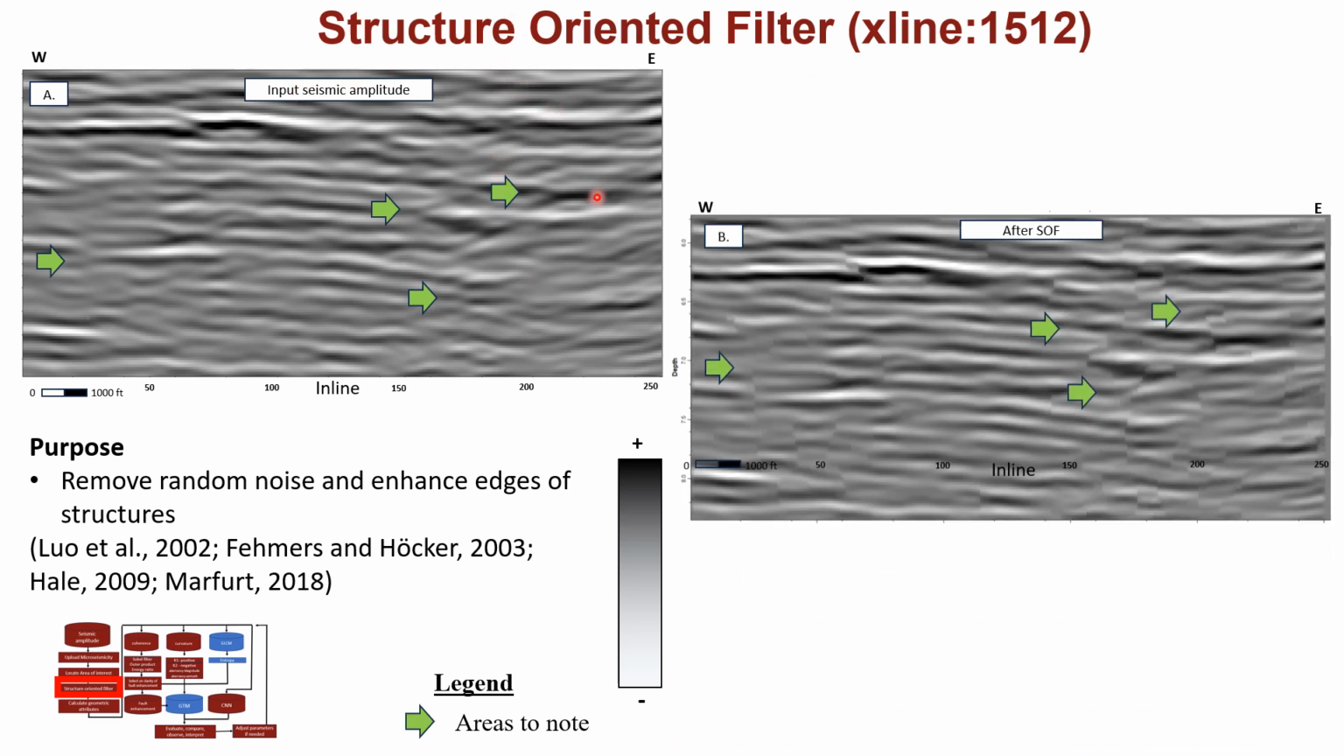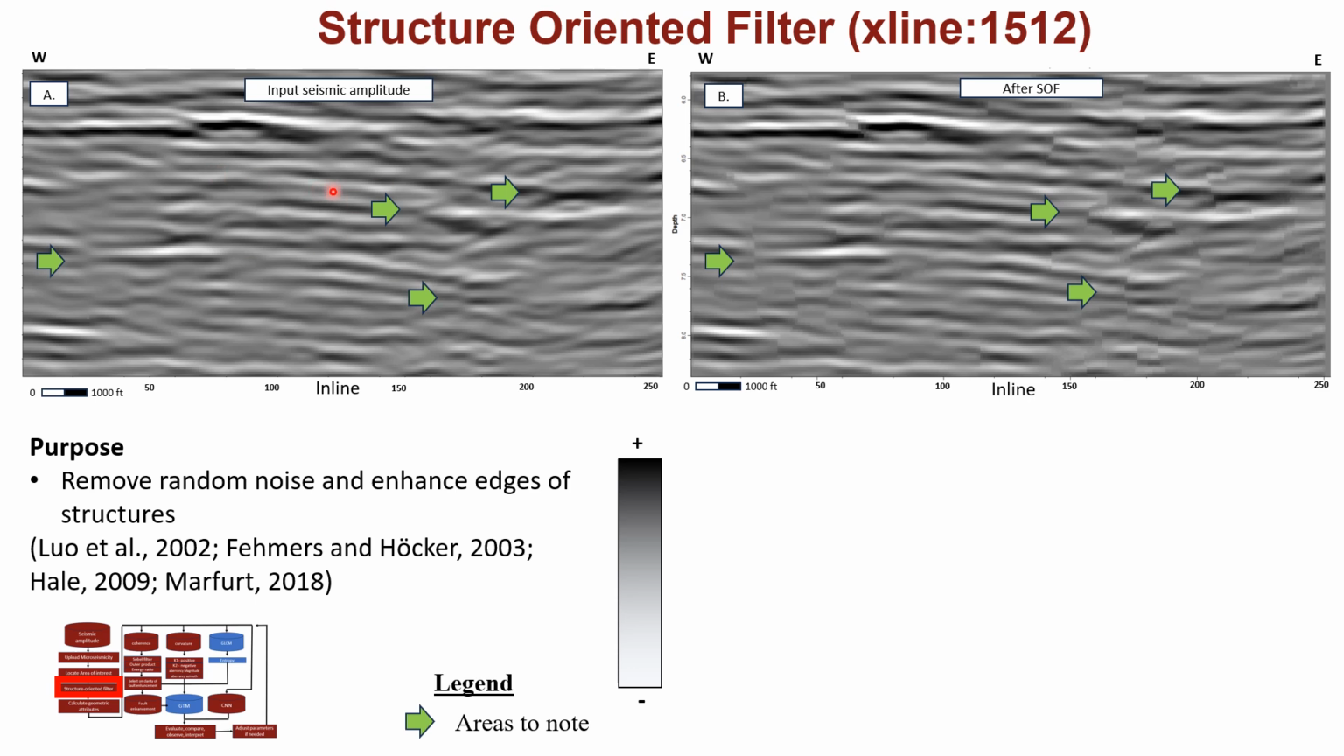So I'm going to look at this. This is before SOF and after SOF. As you can see, it sharpens these faults or lineaments really nicely. And the offset is a lot more clear. Helps with interpretation, really nice.